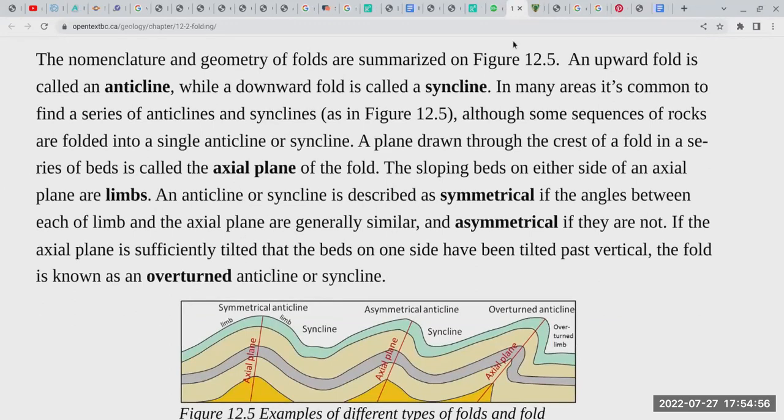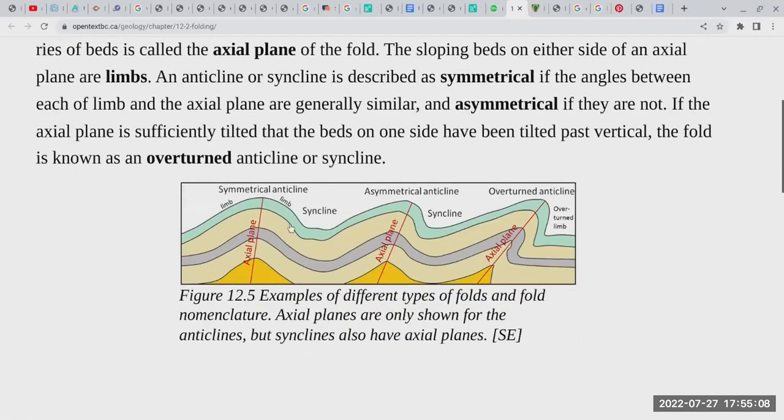So an anticline, once it folds upwards, is called an anticline, while the one that folds downwards is called a syncline. It's supposed to be easy. Syncline, that means it sinks. Sometimes we talk about peak and trough, mountain and valley. This is my syncline. This is my anticline.